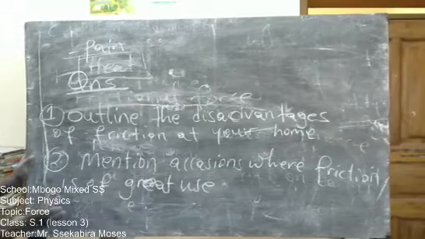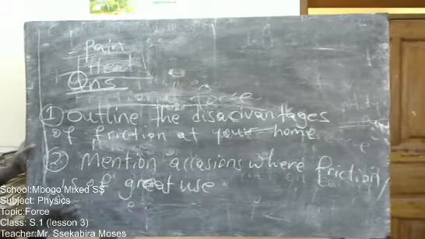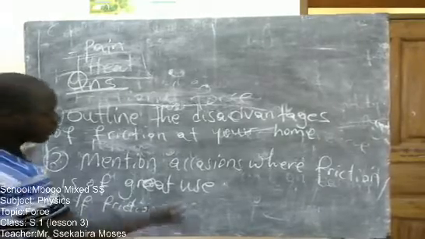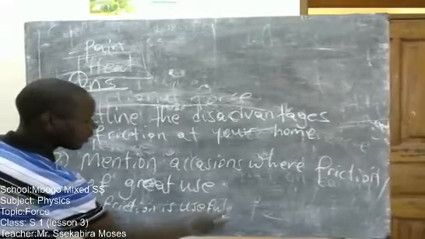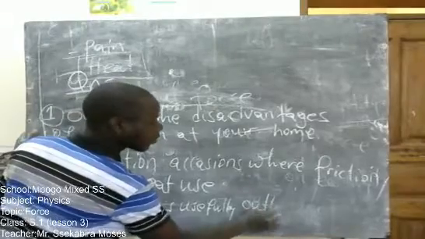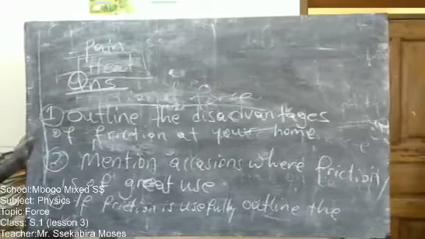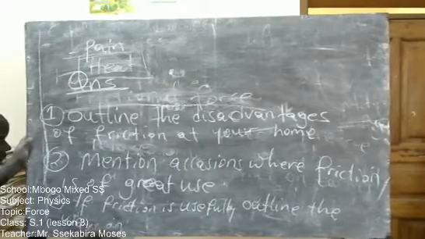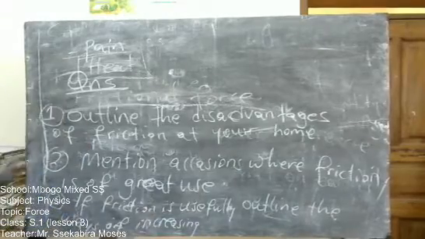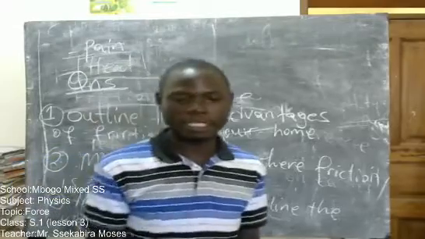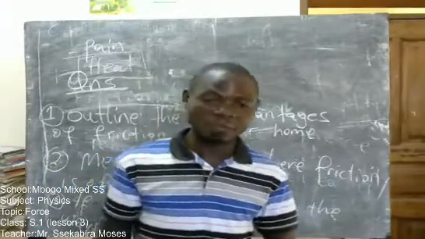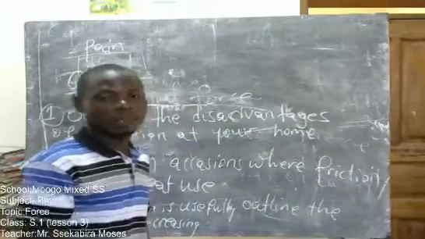And number three: if friction is useful, outline the ways of increasing it. Friction is necessary, maybe in walking, in climbing trees, in peeling, in sharpening objects. Yes, it is very important. How do we increase it?